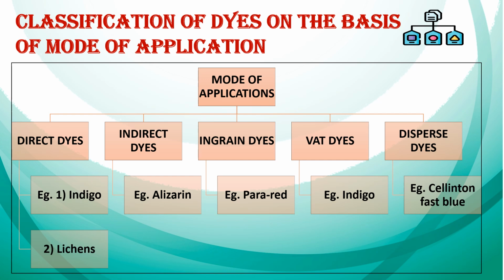Classification of dyes on the basis of mode of application. Direct dyes, example indigo and lichens. Indirect dyes, alizarin. Ingrain dyes, para red. Vat dyes, indigo. Disperse dyes, Celliton fast blue.